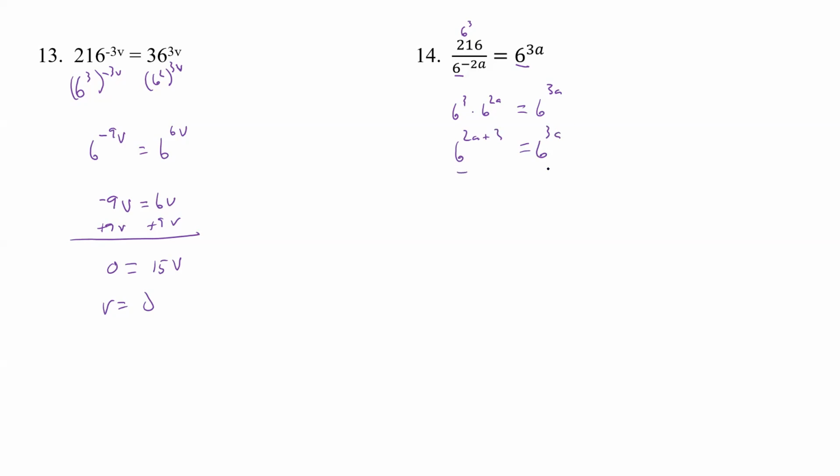Now we have like bases. We set our exponents equal. And we solve. So I'm going to subtract 2a. And so 3 is equal to a. Okay. And so again, if we needed to, we could plug all that into our calculator. We can see that it does work out. And that would be our final answer then. All right, so that's all I have for section 13.1.